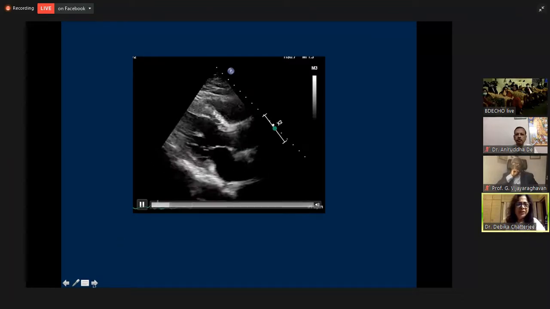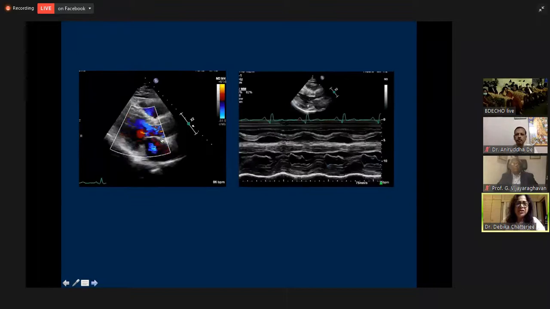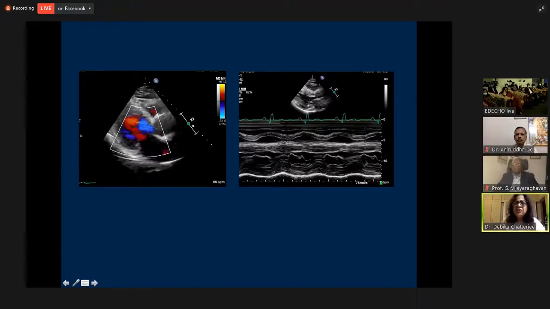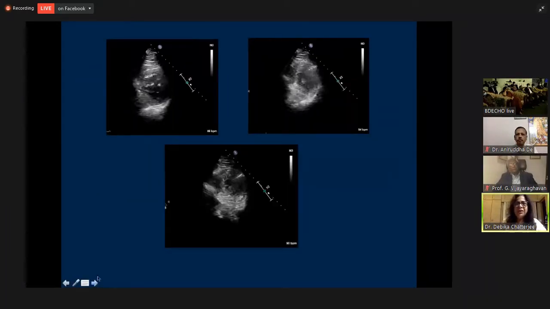Then I went to the parasternal long axis with color flow, but I couldn't see any turbulence in the LV outflow tract. And M mode at the level of the tip of the mitral valve leaflets did not show any evidence of systolic anterior motion of the mitral valve, which we get in case of hypertrophic cardiomyopathy with obstruction to the LV outflow tract. Then I went to look for wall motion abnormality. I really did not see any evidence of any type of wall motion abnormality.